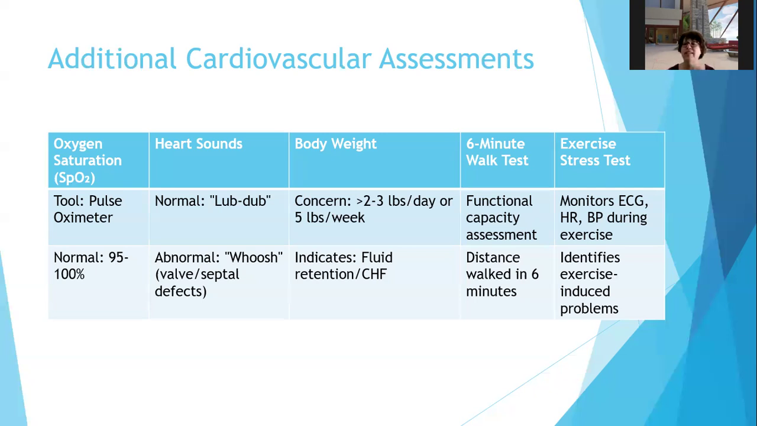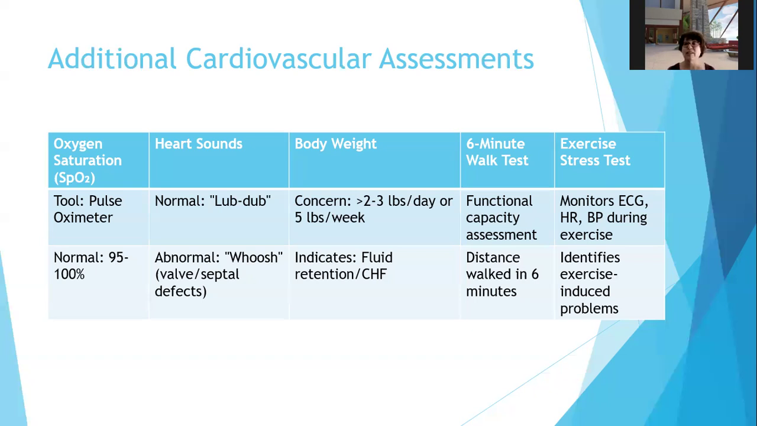An exercise stress test is usually performed either inpatient or at the cardiologist's office. It monitors your electrocardiogram, heart rate, and blood pressure during exercise and identifies exercise-induced problems. There's another version of the stress test that's more comprehensive, where they do imaging along with the stress test with nuclear medicine to assess myocardial perfusion and ejection fraction, which is really cool that they can do that.